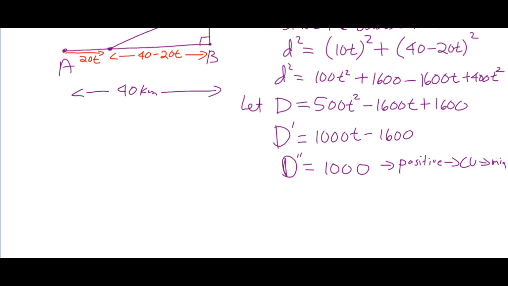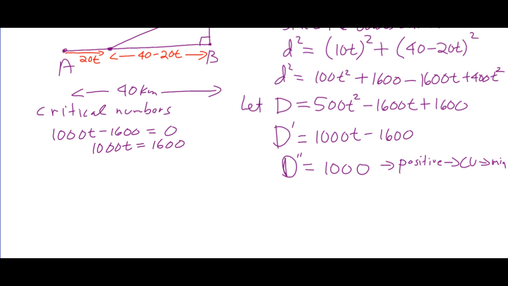So D prime critical numbers. D prime is 0, so 1000t minus 1600 is equal to 0. 1000t is equal to 1600, t is 1.6.